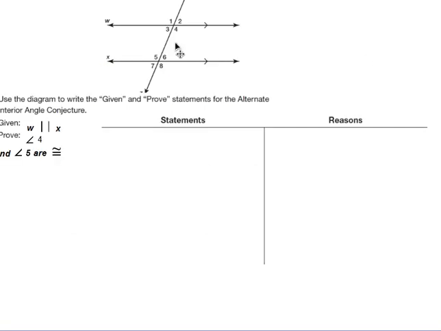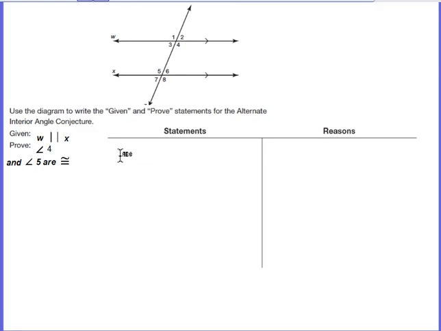The first one we're trying to prove is that alternate interior angles are congruent. Since what's given to us is that the lines are parallel, we already know that corresponding angles are congruent. And we're trying to prove alternate interior angles are also congruent. That can be either 4 and 5 or 3 and 6. I just chose to use 4 and 5.